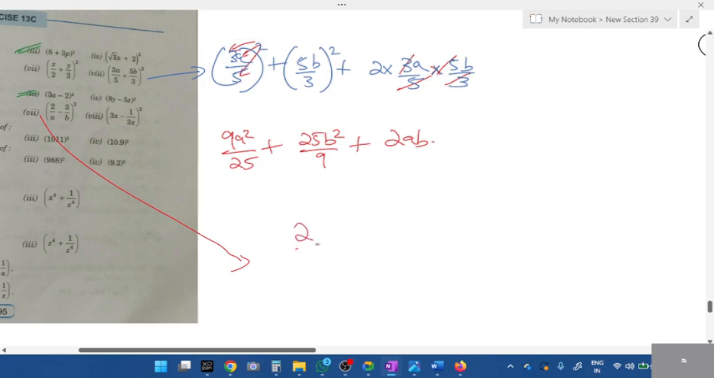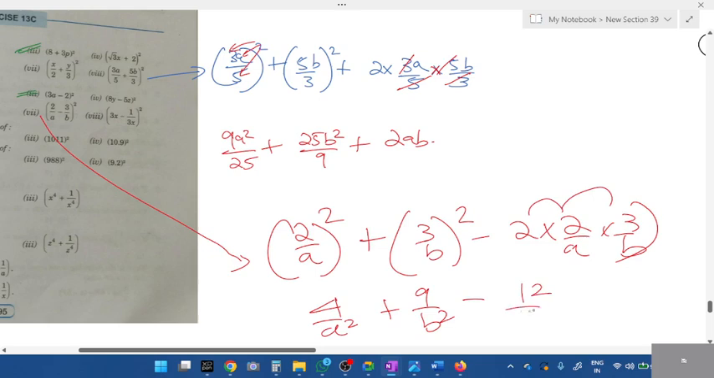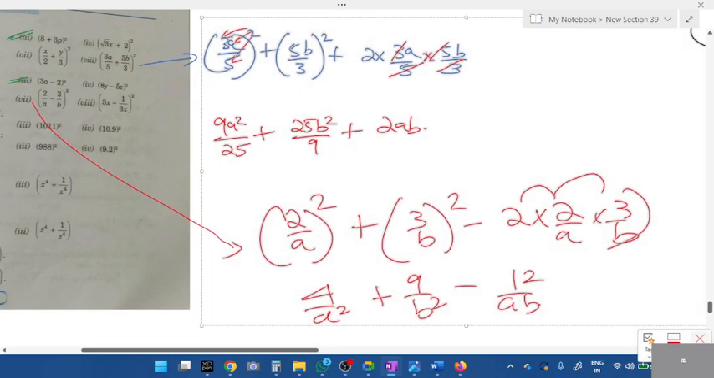What's the value, students? 2 minus is given, but a square, the formula is a square plus b square minus 2ab. 2 into 2a. What's the final answer? 4 by a square plus 9 by b square. I think you can't cancel anything. You have to multiply. 12ab. Right?